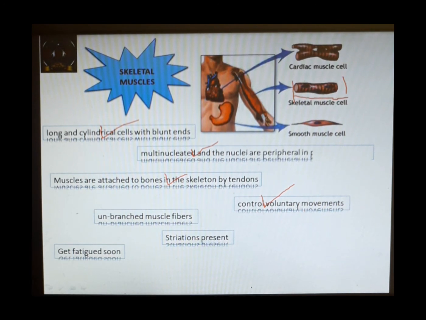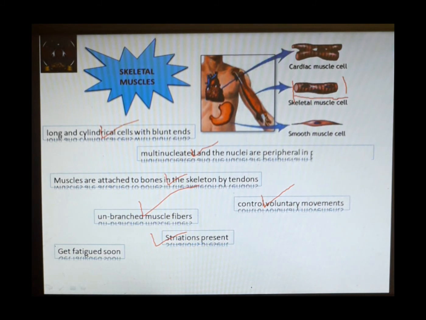Then the muscle fibers are unbranched. Nowhere can you see that the cell is branched. So that's why the muscle fibers are unbranched. And then a unique feature of this particular muscular cell is the presence of striations. What are striations? I told you. Alternate light and dark bands are known as striations. Okay. That is why these muscles are also known as striated muscles. Okay. So see, one muscle type is known by many other names. You can call it a skeletal muscle or striated muscle or voluntary muscle.